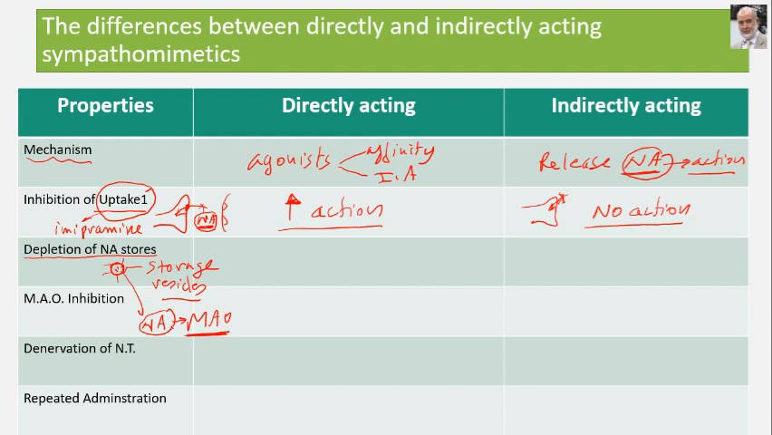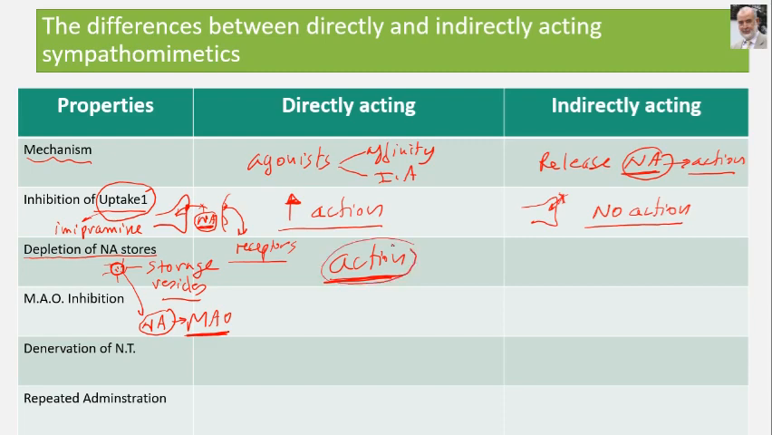So what will happen in this case? In the case of directly acting drugs, because they act directly on the receptor, their action will not be affected. They can still produce action because they act on the adrenergic receptor on the postsynaptic membrane. They have nothing to do with the presynaptic nerve terminal, okay? So directly acting drugs can still produce action.